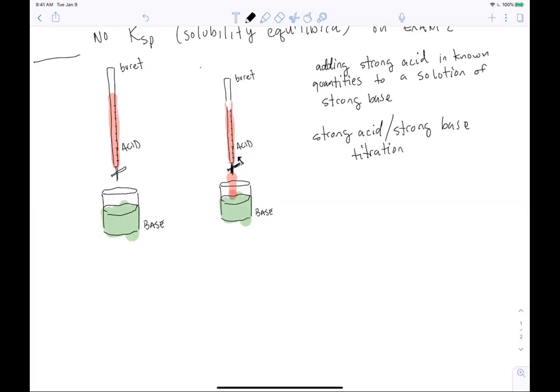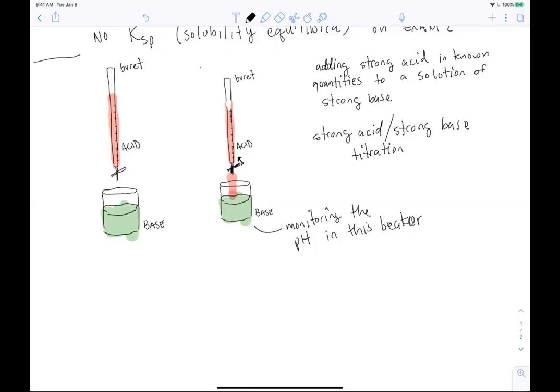And so what we can do is look at what happens along the way as we add this acid to this base. We can monitor. Typically, what you're doing is monitoring the pH in this beaker. So you add a little bit of acid, and you look at the pH change. Then you add a little bit more acid and look at the pH change. You add a little bit more acid and look at the pH change.